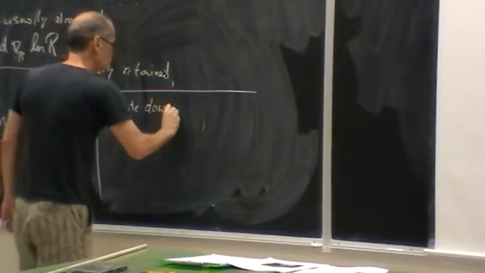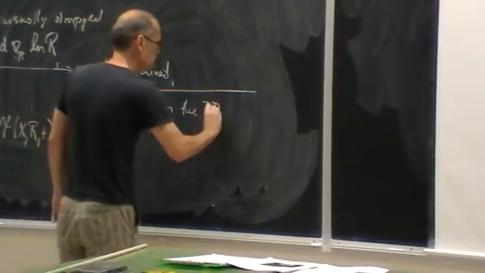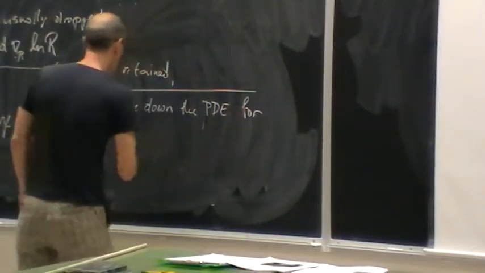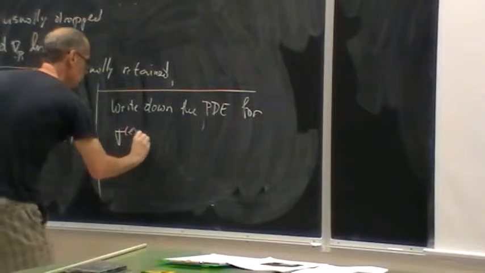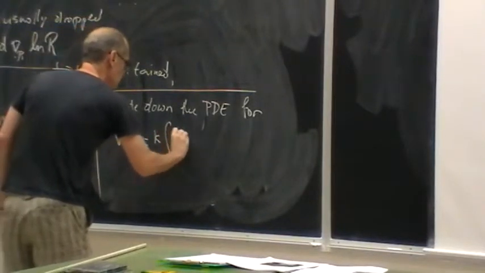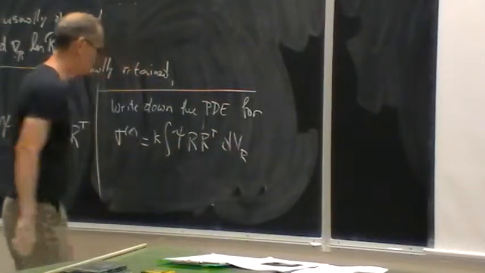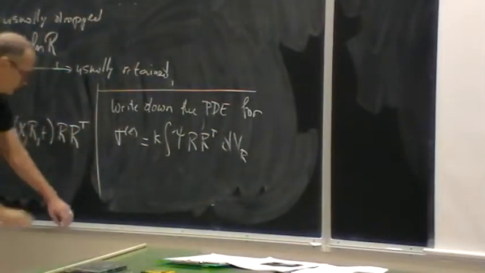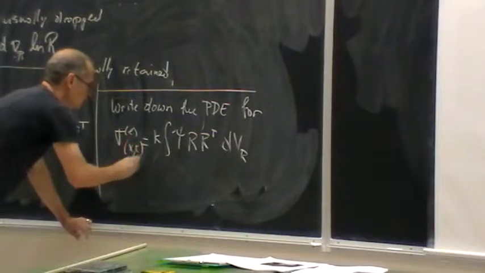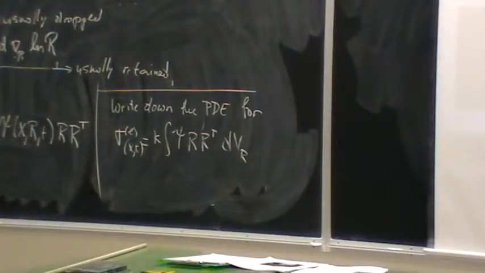Write down the PDE for sigma E, which is K integral psi RR transpose dR. Okay, so this is a function of x and t. Write down the PDE in x and t for that quantity. To be able to write that in closed form means I closed the system. I've eliminated the microscopic variables.